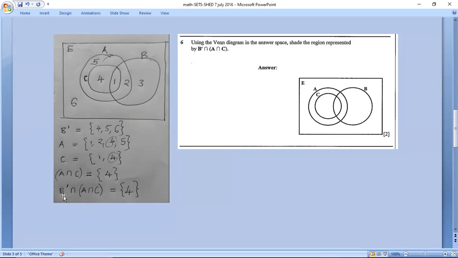Then we come to the B complement. So B complement intersection with this set that we found, which is 1 and 4. Remember, don't skip that part, 1 and 4. So what is common? The B complement is 4, 5, and 6. But A intersection C is just 1 and 4. This gives you the common one, which is just the 4.